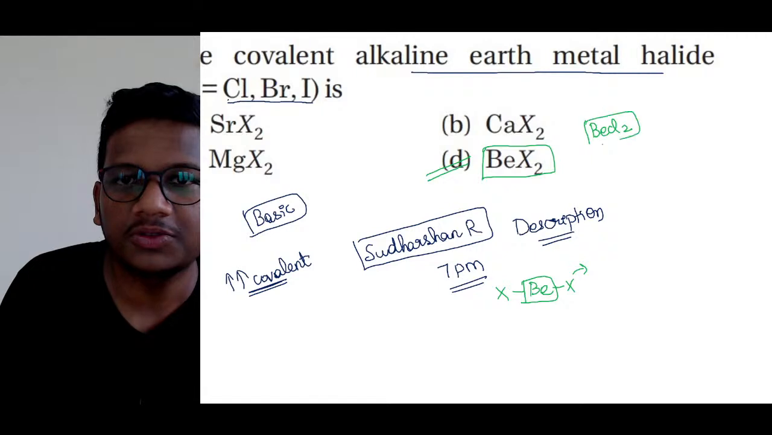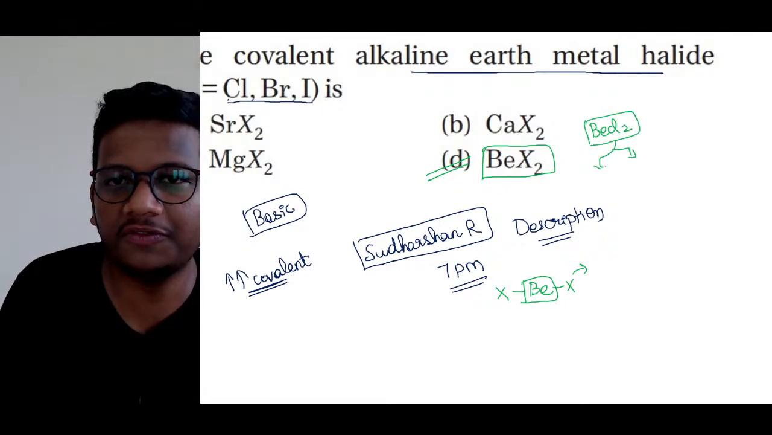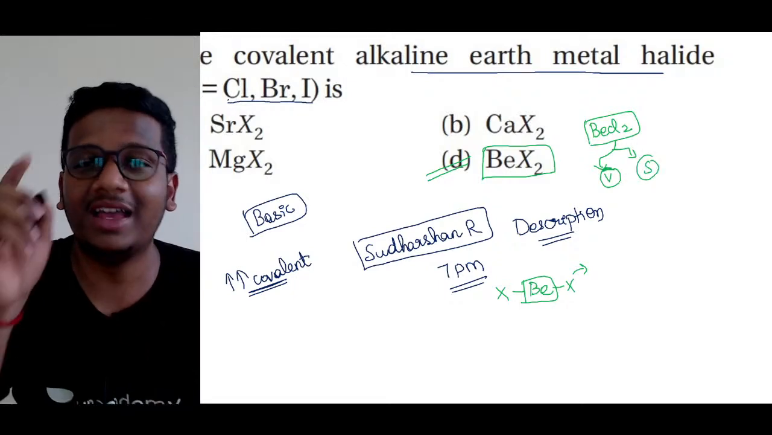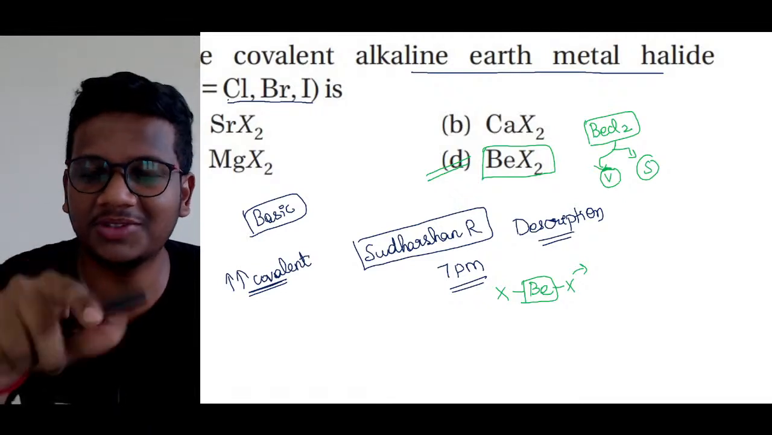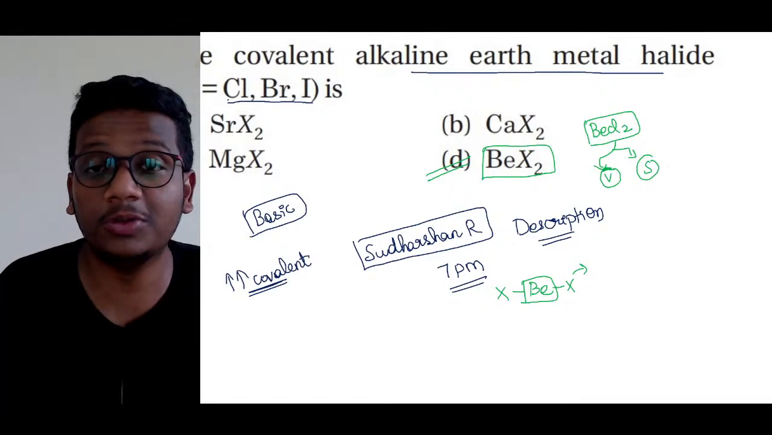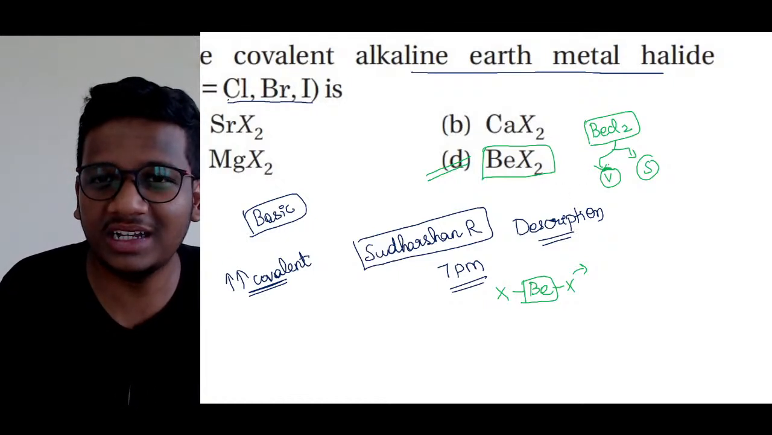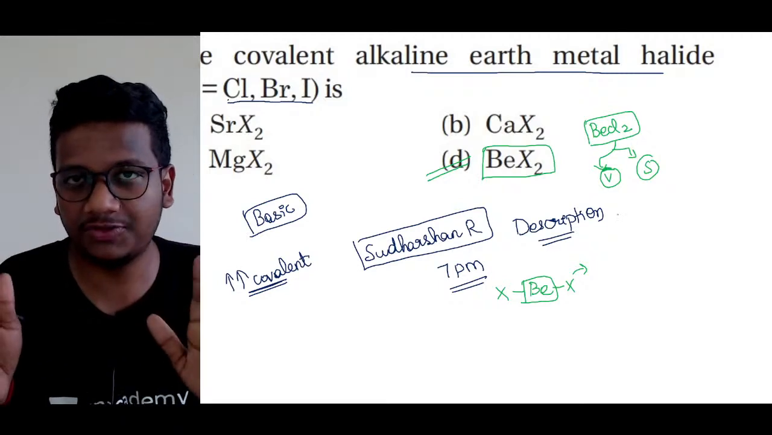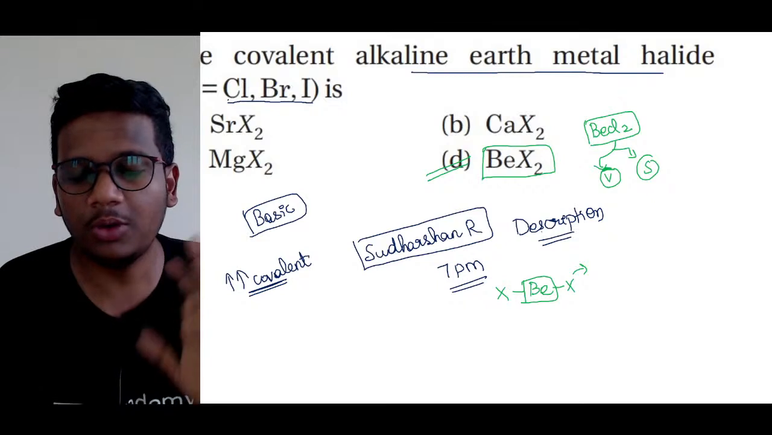BeCl2 has two phases, a vapor phase and a solid phase. Can anybody tell this? Because it's NTA's favorite question. I have one MCQ based on this, so it's very important. BeCl2 will exist in the vapor phase and solid phase. There will be separate diagrams for this; I will show it in the next MCQ. Now come back to the concept.